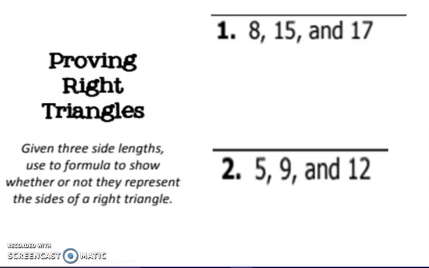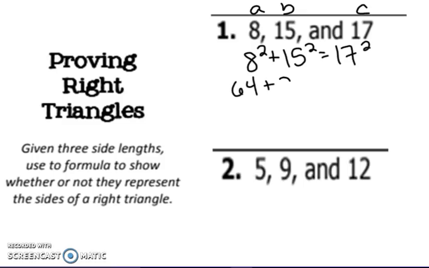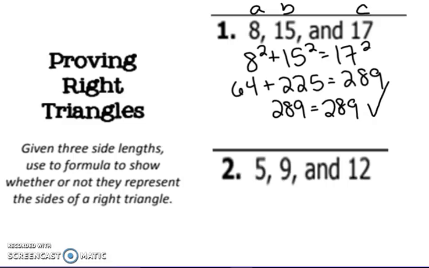Now, in order to prove a right triangle, if you are given three different lengths, you still use the Pythagorean theorem, and you have to make sure that they equal. Your hypotenuse is always your longest side. So in this case, 17 is going to be my C. It doesn't matter between 8 and 15 which one's my A and B. So we're going to say 8 squared plus 15 squared is equal to 17 squared. Well, 8 squared is 64, 15 squared is 225, and 17 squared is 289. If I add 64 and 225, I get 289, and 289 equals 289, so yes, it forms a right triangle.